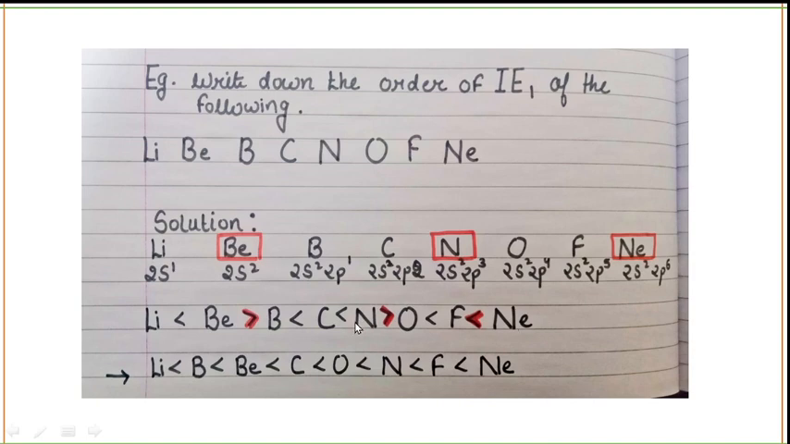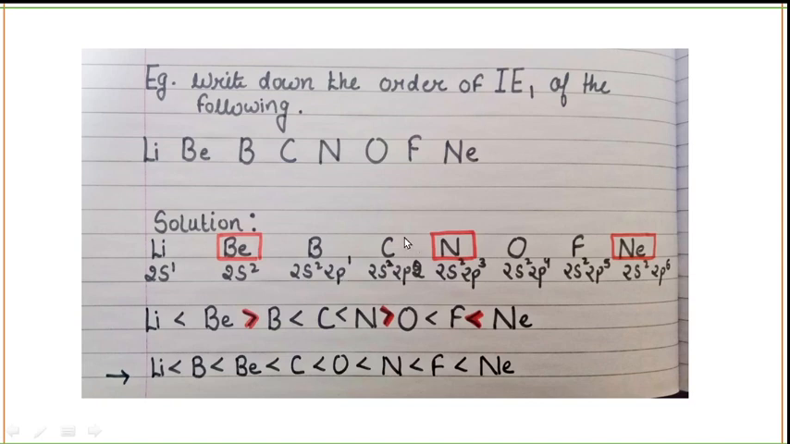So as you know, along the period as we move, the value of IE should increase. So therefore when we move along the period from Li to Be, the value of IE increases, and also the value of Be is more than lithium because this has the fulfilled configuration. If we talk about Be and B, the value of Be should be more than B because Be has fulfilled condition as compared to B because its outermost shell has 2p1 electron, which means it has incomplete octet.